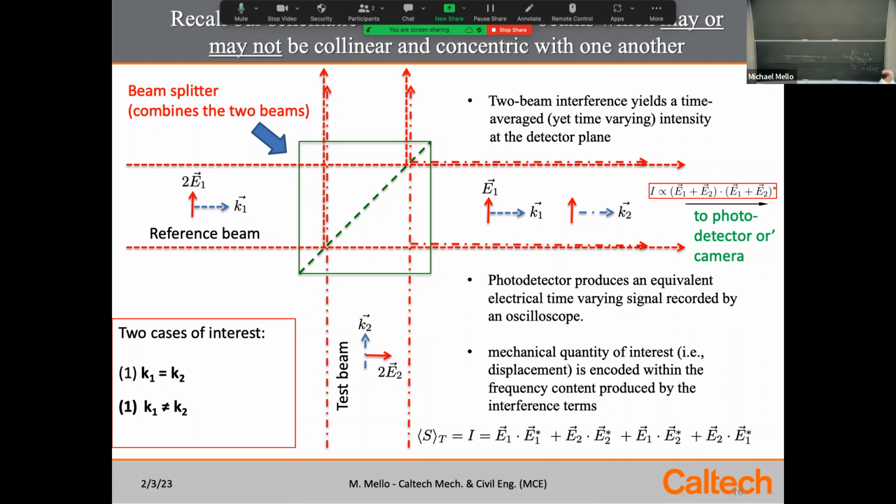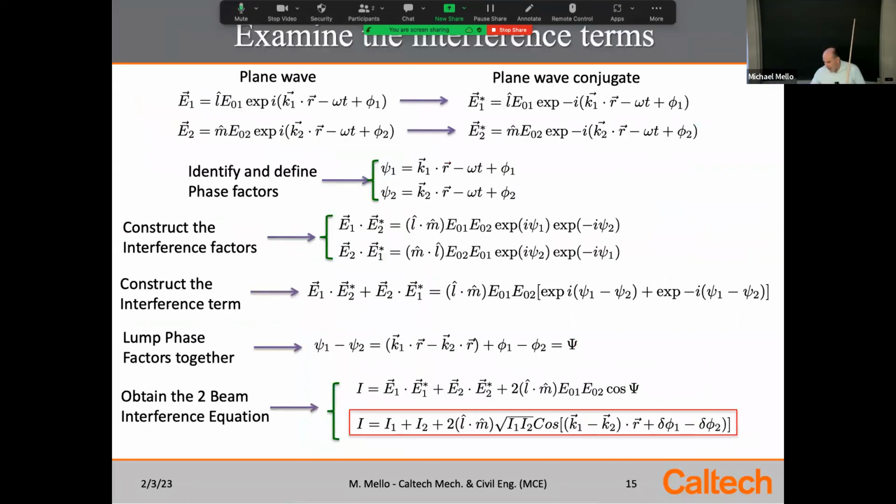Suppose K1 equals K2. So come back to this equation and imagine the propagation vectors. By the way, the propagation vectors are literally what they sound like. They're aligned with the direction of travel. Each beam has a K. If K1 equals K2, that means the beams are perfectly collinear with each other upon interfering. They're perfectly aligned and registered with each other, and this term goes away.